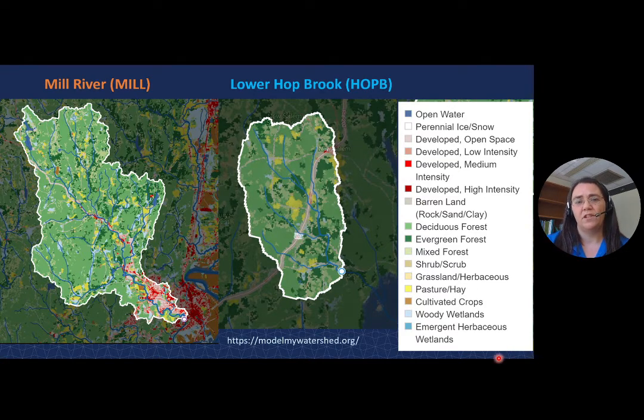These maps were made using modelmywatershed.org. They show the watershed for each river outlined in white. The rivers are blue, so here's the Mill River, here's the Lower Hop Brook, and the point at the lower right is the point where sampling was done. The different colors represent different land use. Note that the Mill River is a much larger watershed at around 140 square kilometers, whereas the Lower Hop Brook was just over 12 square kilometers. The Mill River has more developed areas, shown in red, whereas the Lower Hop Brook tends to have a higher proportion of forested areas.